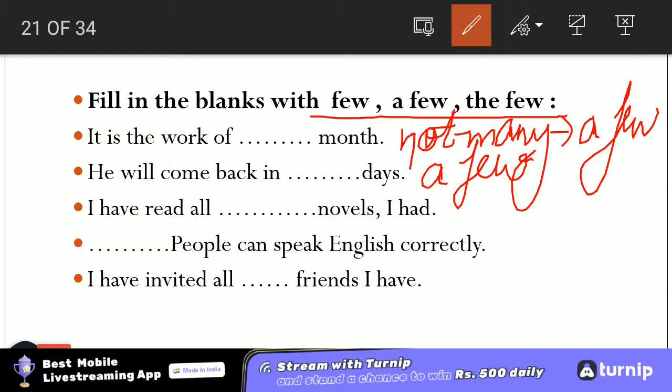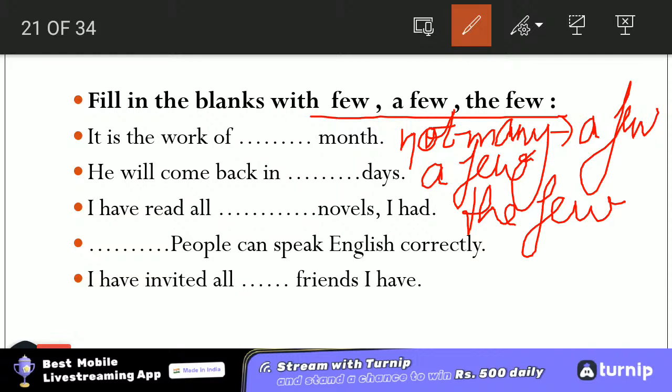The next one. I have read all dash novels I had. अब उसके पास जो थी वो पढ़ चुका है. So we know very small number, not many, but all of them, जितनी भी थी उतनी पढ़ चुका है. And when we are talking about all of them, we have to use, yes, perfect, great, the few.